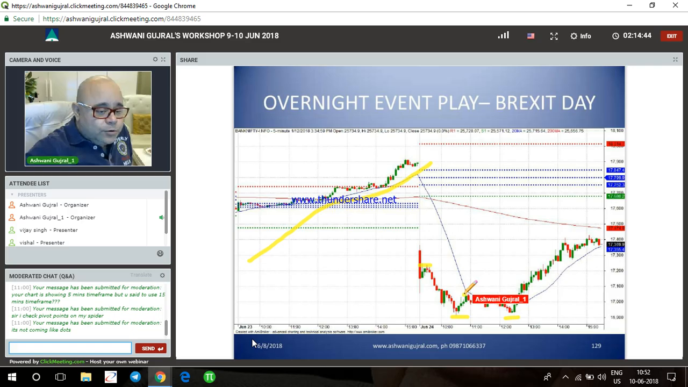And the moment we started to cross this zone, it was clear that market is doing something else. Buy, buy, buy, and by the end of the day, we had recovered more than what we had lost. So that's how you play news. You need to see the reaction of the market. Do not go by the wisdom of anchors, by the wisdom of Arnab Goswami, by the wisdom of newspapers. Market wisdom is what is needed.